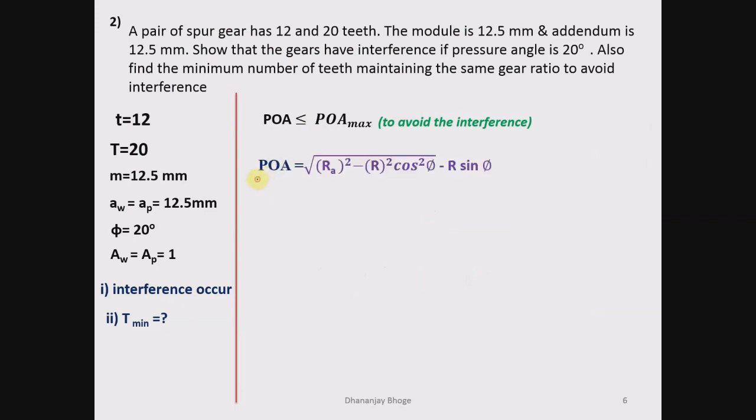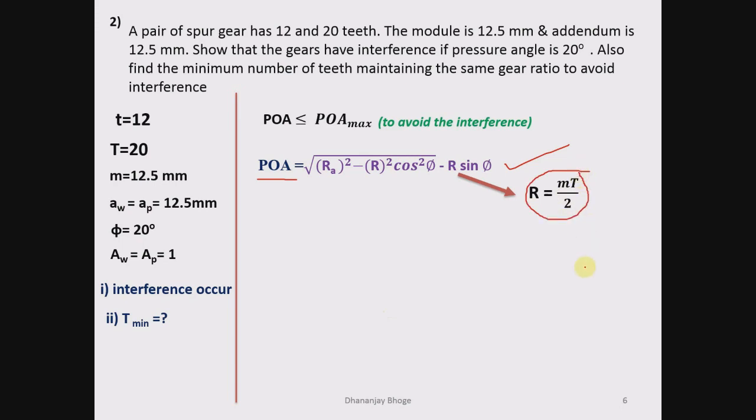Now let us find out the value of path of approach. Write down this equation. We know that path of approach is determined using this equation. Write this: POA is equal to under root of RA square minus R square cos square phi, minus R sin phi. How to find out R? R is equal to MT by 2. We know that. We have done this in the last numerical.